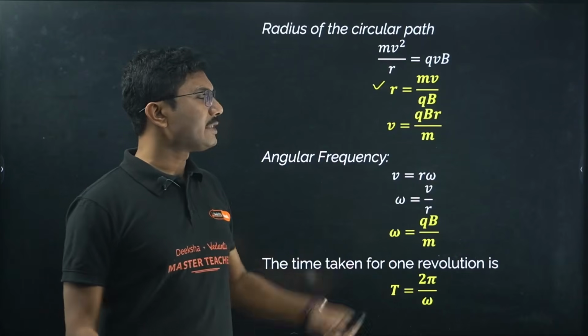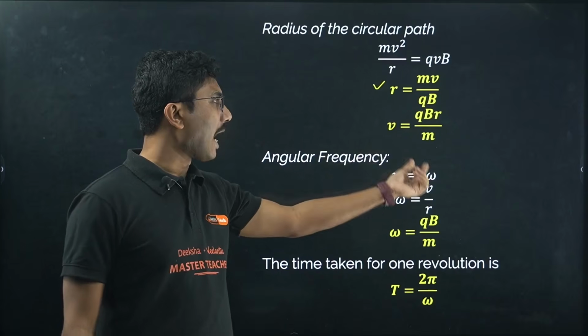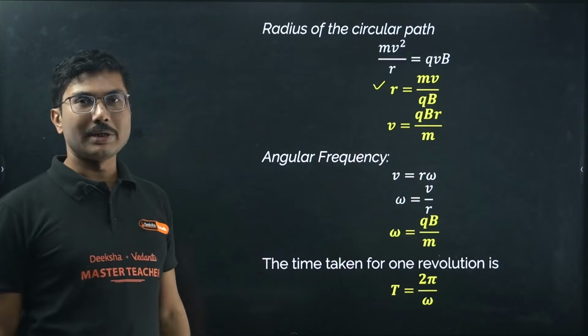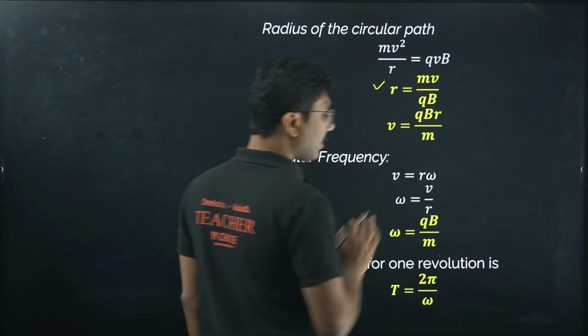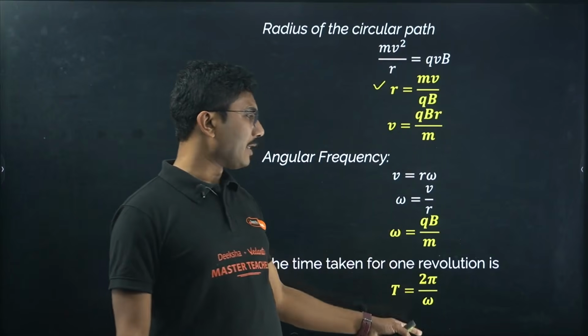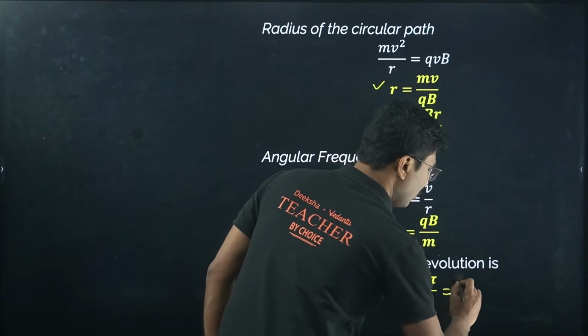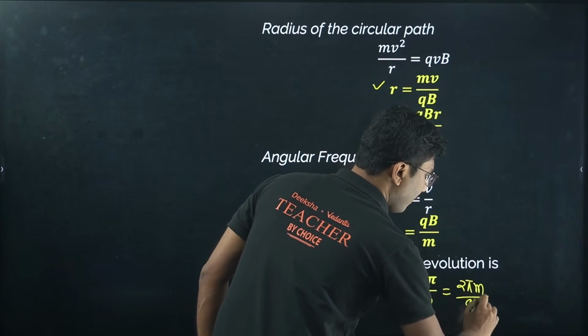Now angular frequency can be calculated using v is equal to r omega. So if you substitute r omega over here, r will cancel and you get omega is equal to qB by m. Now if you see, omega is independent of velocity, omega does not depend on velocity. Time period is 2 pi by omega, that is 2 pi m by qB. Okay, so time period will be 2 pi m by qB.